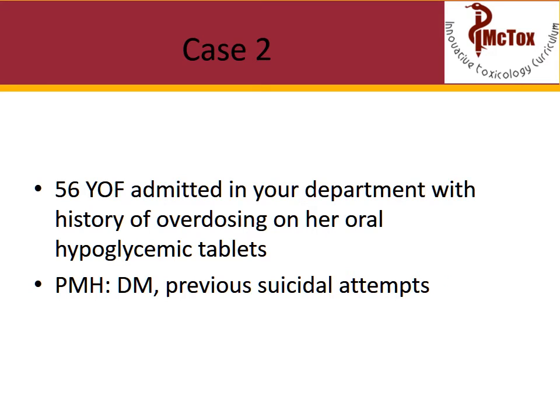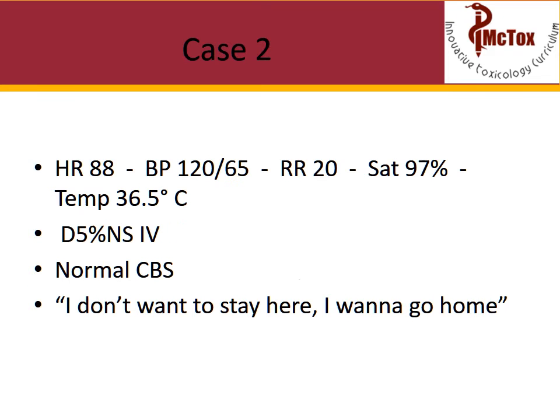Case 2. A 56-year-old female is admitted to your department with a history of overdosing on her oral hypoglycemic tablets and has previous suicide attempts. Her vital signs are stable. You start her on D5 normal saline intravenously. In addition to oral food, her capillary glucose monitoring is normal. She expresses her refusal to stay in hospital and wants to go home against your medical advice. How are you going to approach her refusal?